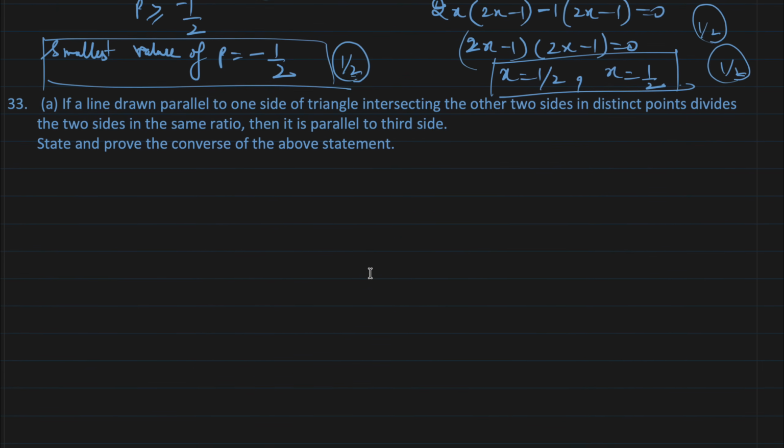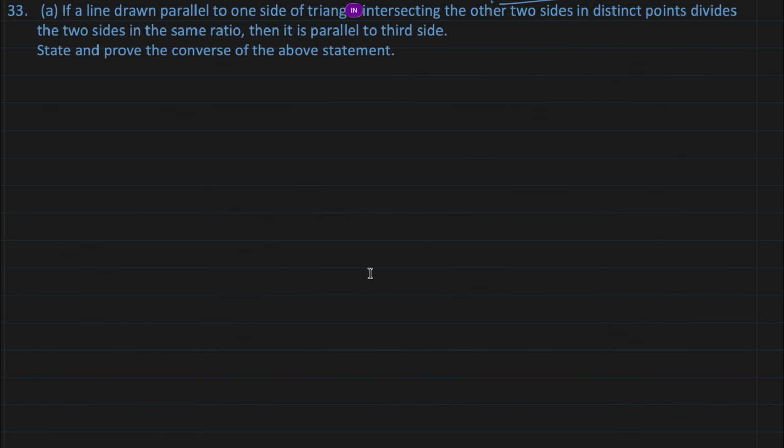Now let's move on to the next question. In this question, students, there was a mistake in the paper. If a line drawn parallel to one side of a triangle intersecting the other two sides in distinct points divides the two sides in the same ratio, then it is parallel to the third side. It was a slightly confusing statement, so let me draw and show what it is saying. That if a line is drawn parallel to one side, okay, we have drawn the parallel. Intersecting the other two sides, where did that come from? Intersecting the third side at a distinct point divides the two lines. It was a bit confusing. Basically it's parallel.